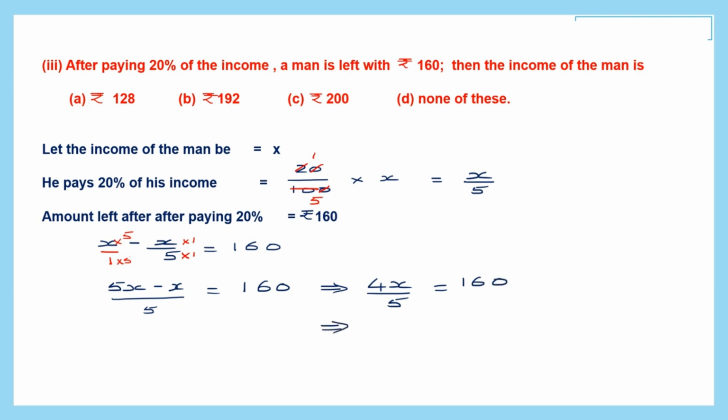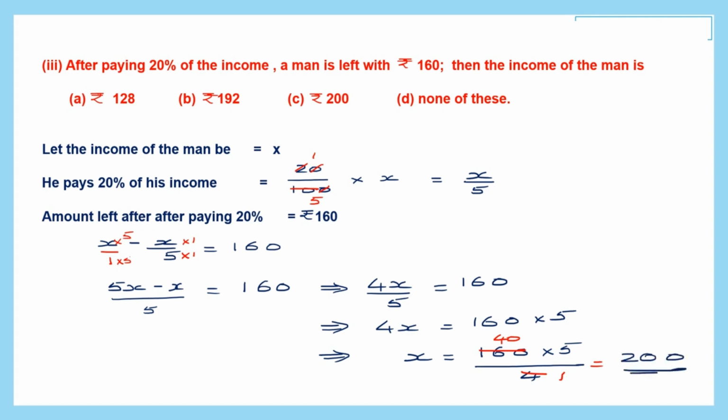So that means we can find the value of 4X by saying 160 into 5. Now let's find the value of X. X is equal to 160 into 5 divided by 4. So you can cancel: 4 ones are 4, 4 fours are 16, so 40. Now multiply the numerators. 40 into 5 is 200. So we have found our answer. The answer is 200 and that is option C. So we can tick option C, answer 200 rupees.